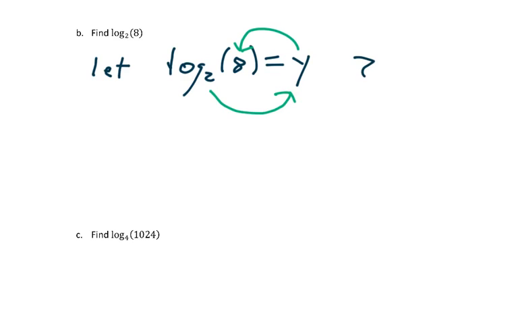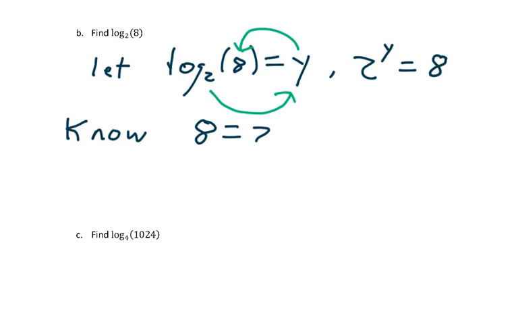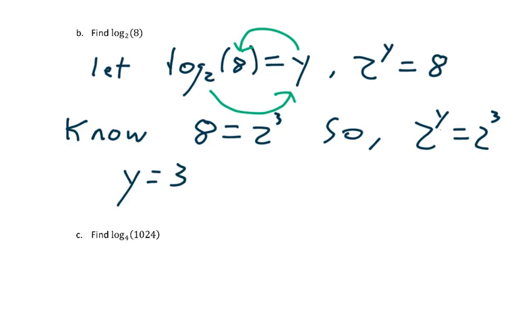Okay, so this is saying that 2 raised to the y is 8. Now we know that 8 is also 2 cubed. So because of that, what we get is 2 to the y is 2 cubed. And just like before, that means y has to be 3.